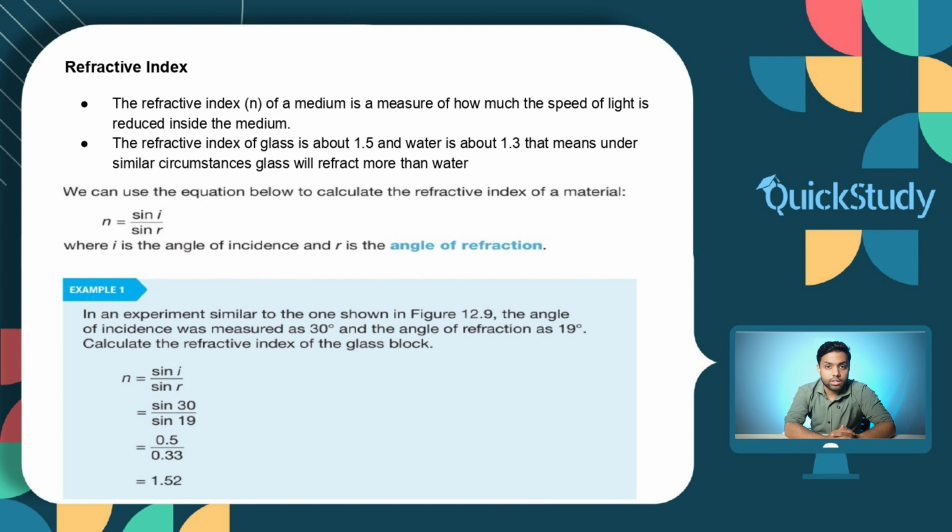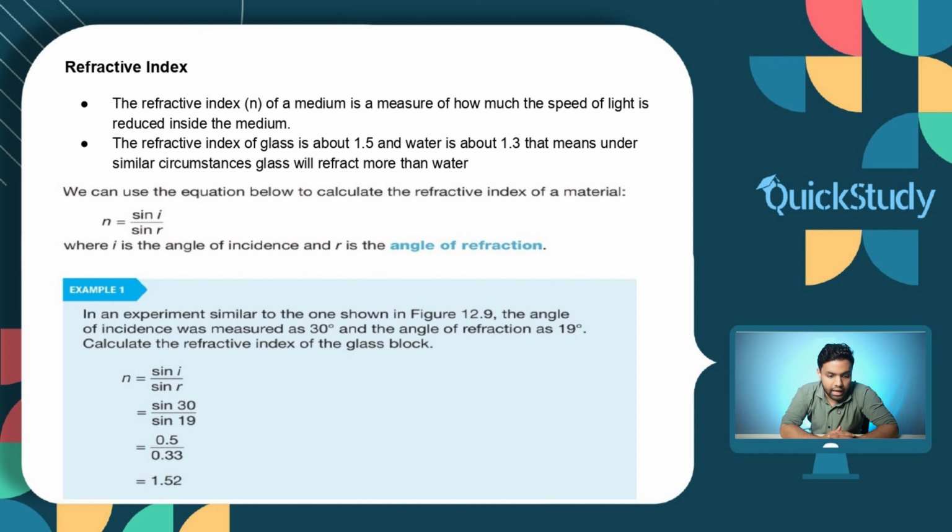Before we do calculations about light waves, we need to know about the refractive index. The refractive index of a medium is a measure of how much the speed of light is reduced inside the medium. For example, the refractive index of glass is about 1.5, but of water is 1.3. That means under similar circumstances, glass will refract more than water. The refractive index is denoted as n, and there is a formula for it. n is equal to sin i divided by sin r, where i is the angle of incidence and r is the angle of refraction.